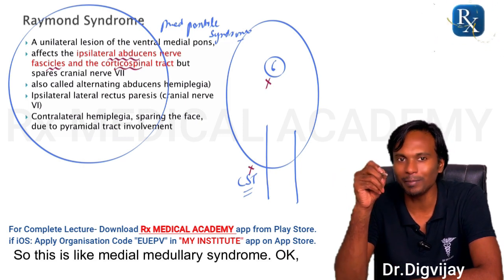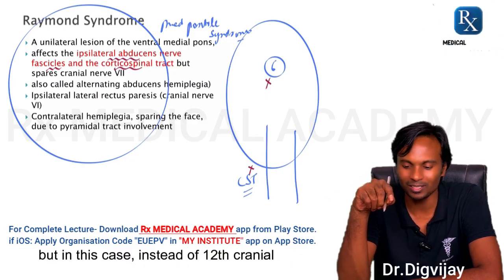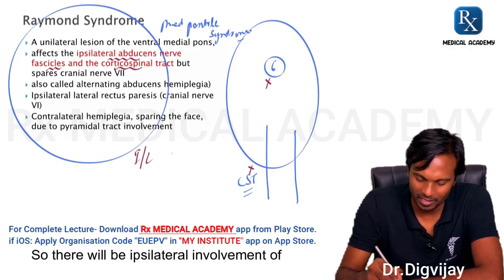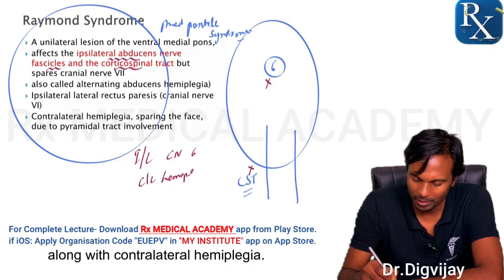So this is like medial medullary syndrome, okay? But in this case, instead of the 12th cranial nerve, there will be involvement of the 6th cranial nerve. So there will be ipsilateral involvement of cranial nerve 6 along with contralateral hemiplegia.